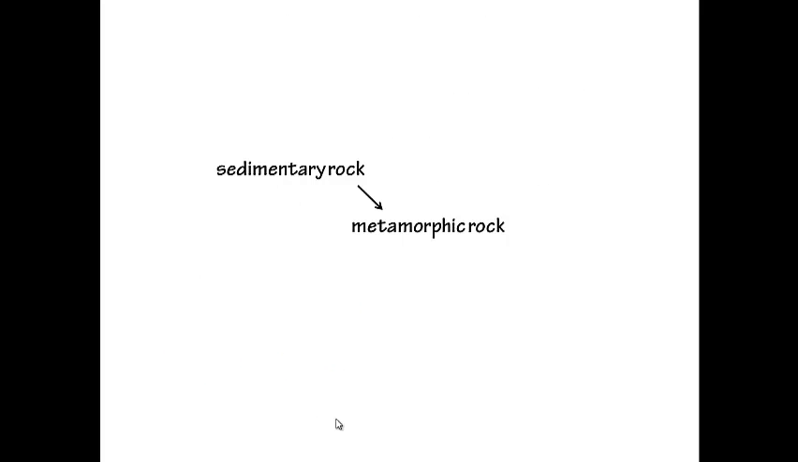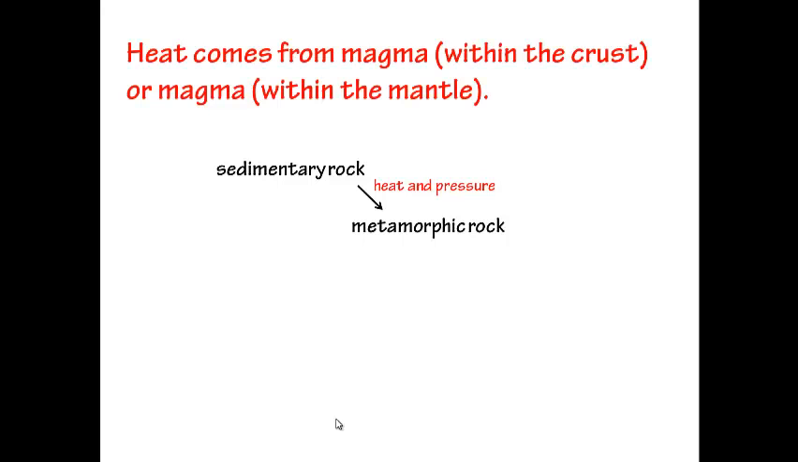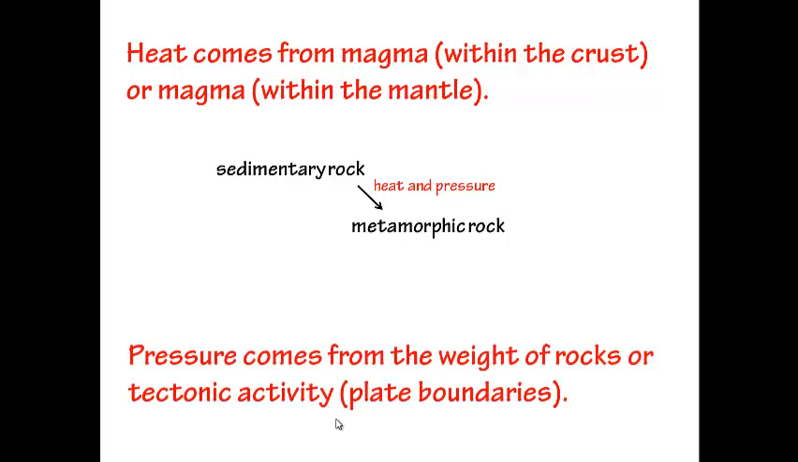Sedimentary rock can also be turned into metamorphic rock. Just as igneous rock is turned into metamorphic rock through heat and pressure, sedimentary rock is turned into metamorphic rock by heat and pressure. The heat comes from magma, either within the crust or within the mantle, and the pressure comes from the weight of rocks above it or tectonic activity.